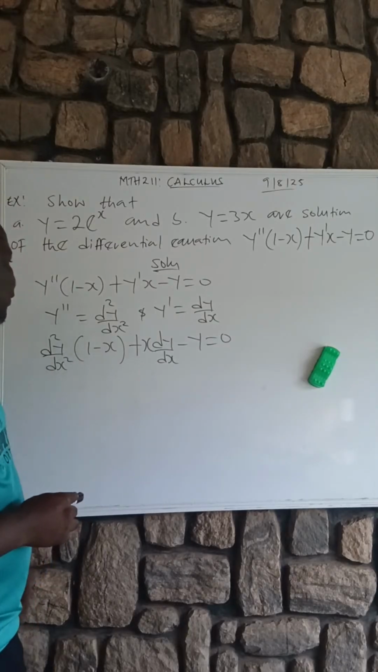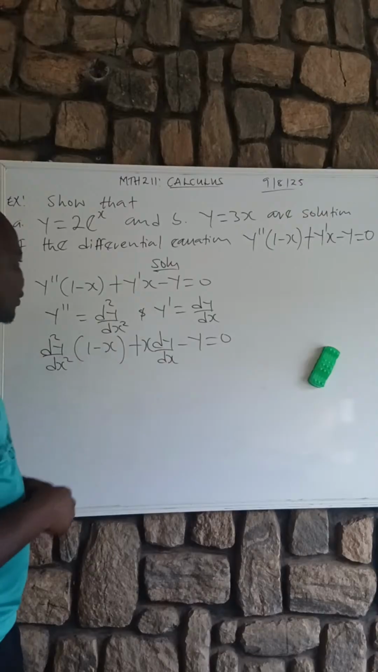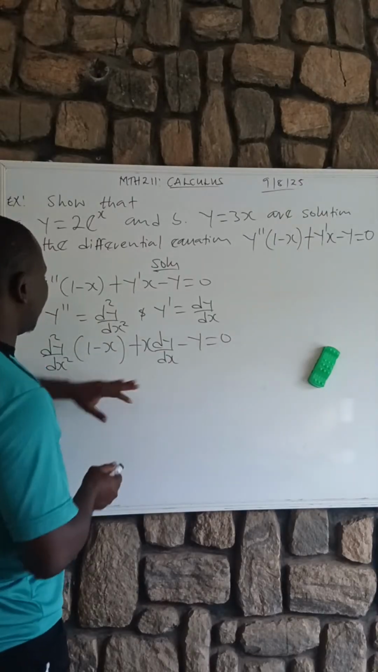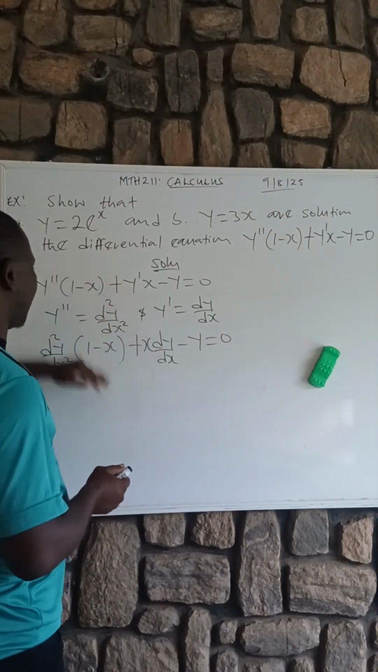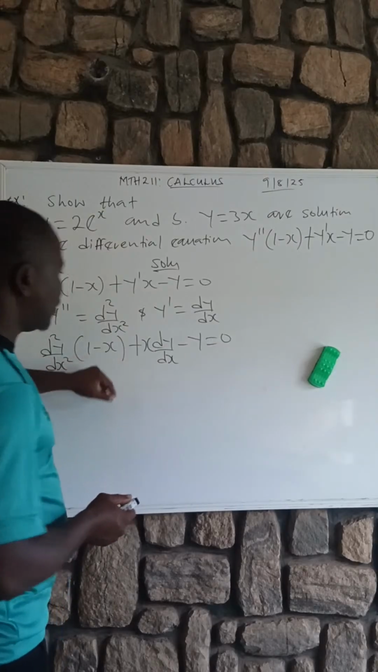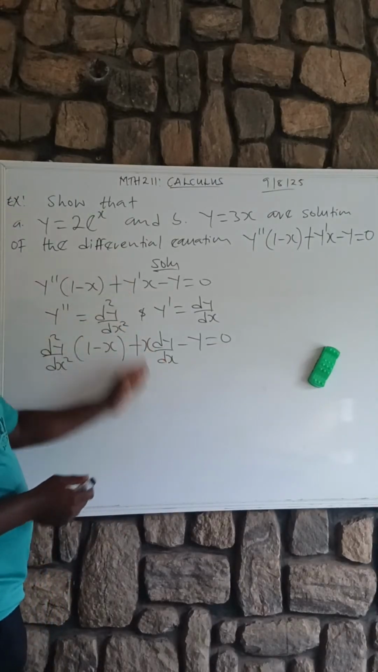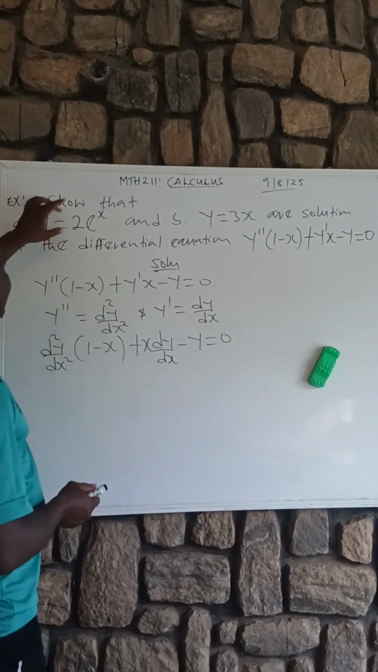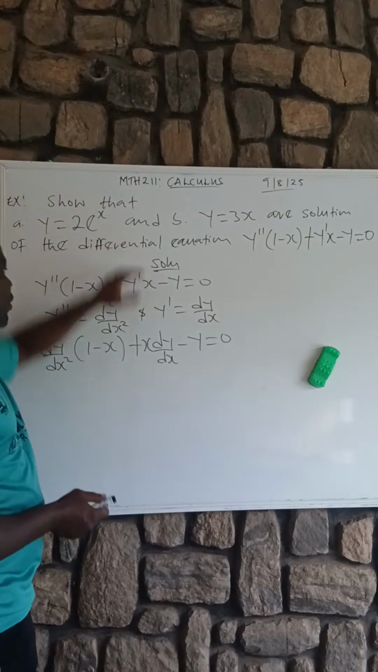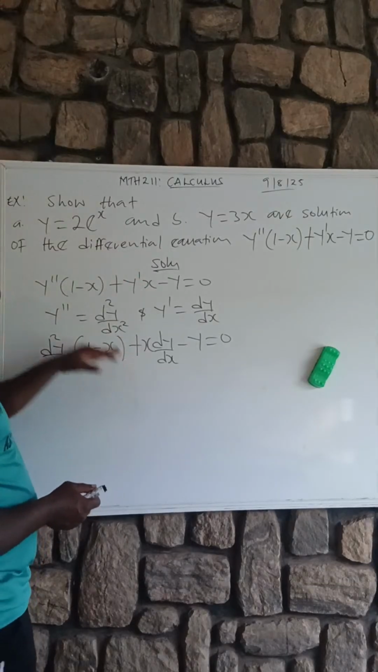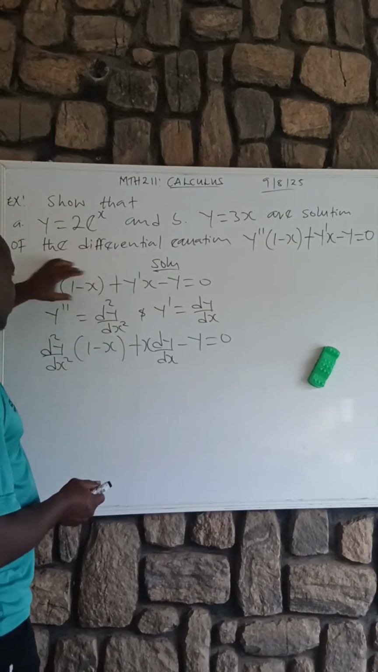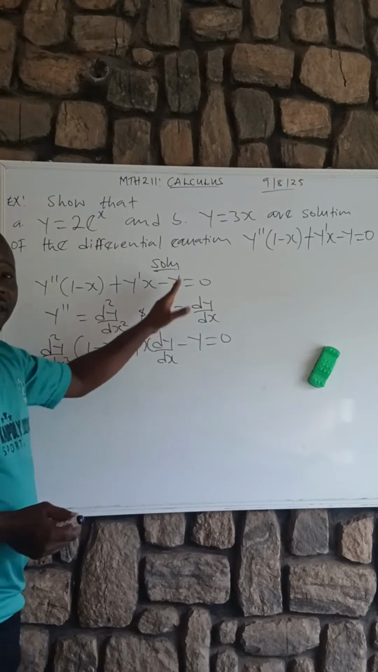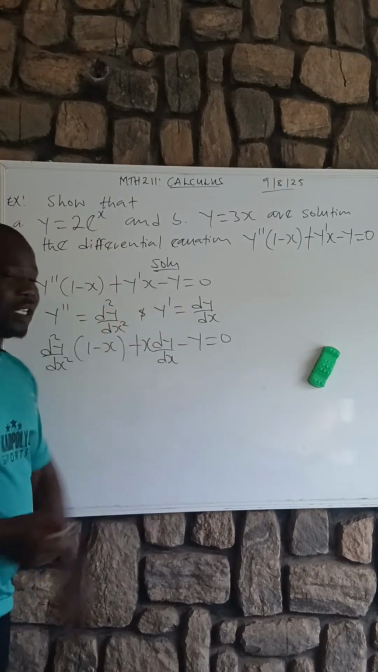Is that clear? So now we either use this or this. I'm just trying to tell you how this and this are the same. Is that clear? So now they said we should prove that this is a solution of this differential equation. And this differential equation is called what? What is the name of this differential equation?